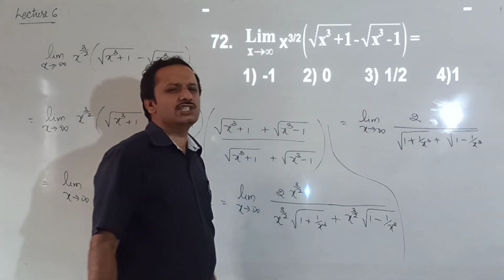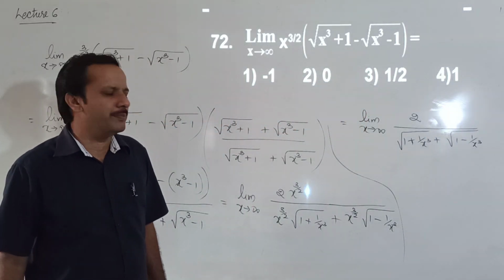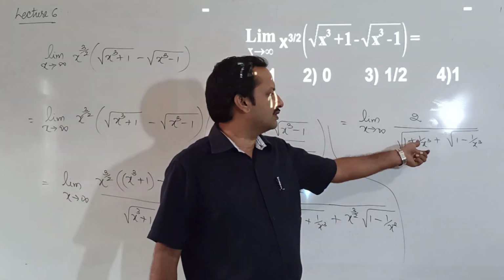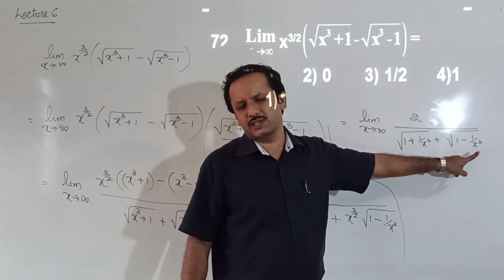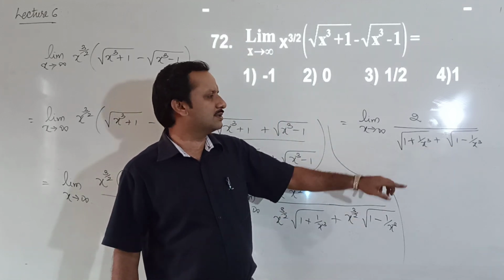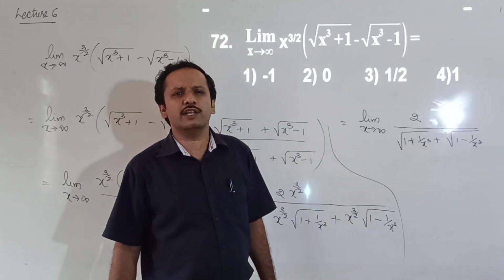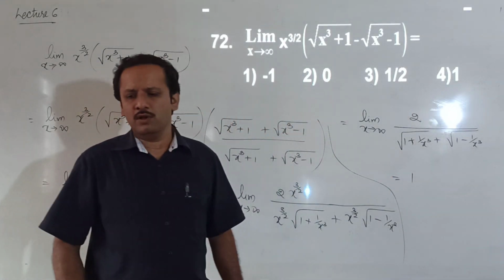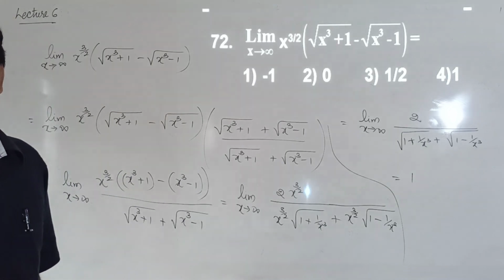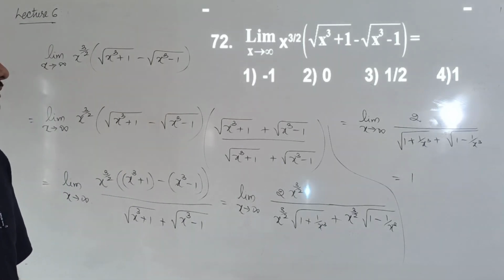Now as x tends to infinity, 1 by x cube becomes 0. So this will be 1 plus 0. 1 plus 0 is 1, root 1 is 1. Here 1 minus 0, that is 1, root 1 is 1. 1 plus 1 is 2. Numerator is 2, denominator is 2. So the answer 2 by 2 is equal to 1.